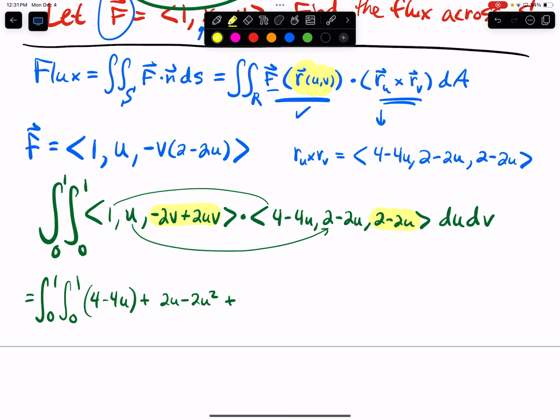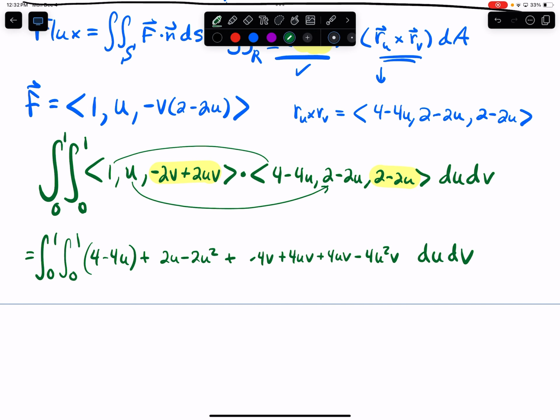Multiply these two pieces. That's, oh man, minus 4v, minus 4v plus 4uv, right? And then plus 4uv minus 4u squared v and du dv. Does anything cancel? Hopefully, my gosh. Does something cancel? No. Oh, yeah, wait, we can combine at least. That's it. Is that it?